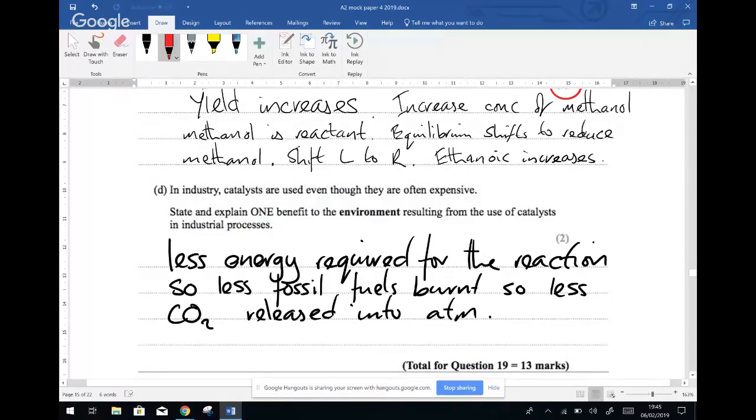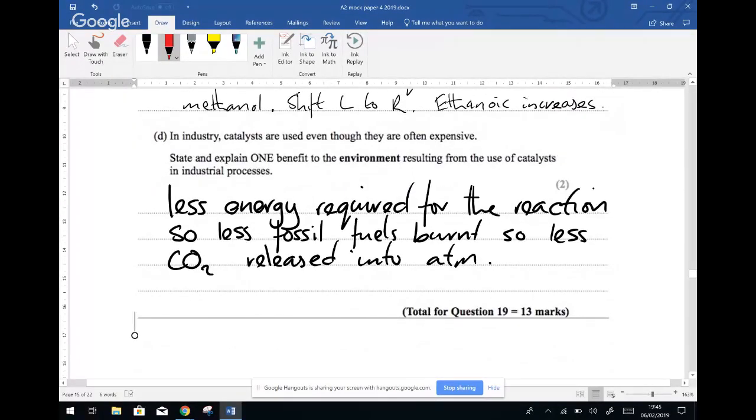In industry, catalysts are used even though they're often expensive. State and explain 1 benefit to the environment resulting. That was this question. You needed to actually say, well, hang on a minute, if we use a catalyst, we're going to have to heat it less, because it reduces energy requirements by providing an alternative route with a lower activation energy. So if there's lower energy, then I burn less fossil fuels to get the heat.